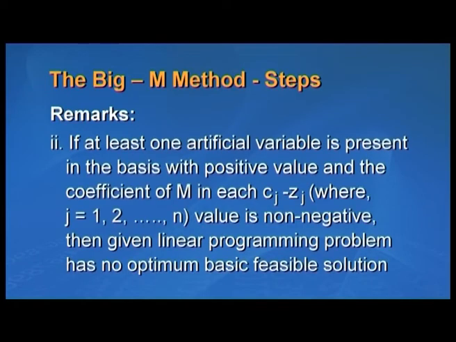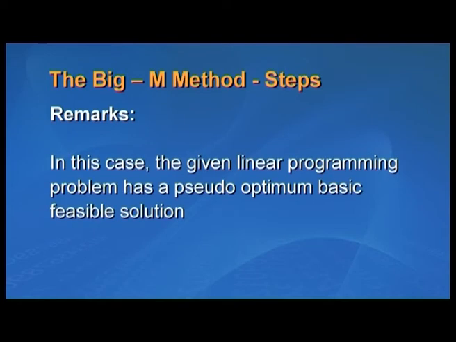If at least one artificial variable is present in the basis with positive value and the coefficient of M in each Cj minus Zj, where j is equal to 1, 2, up to n, is non-negative, then the given linear programming problem has no optimum basic feasible solution. In this case, the given linear programming problem has a pseudo-optimum basic feasible solution.